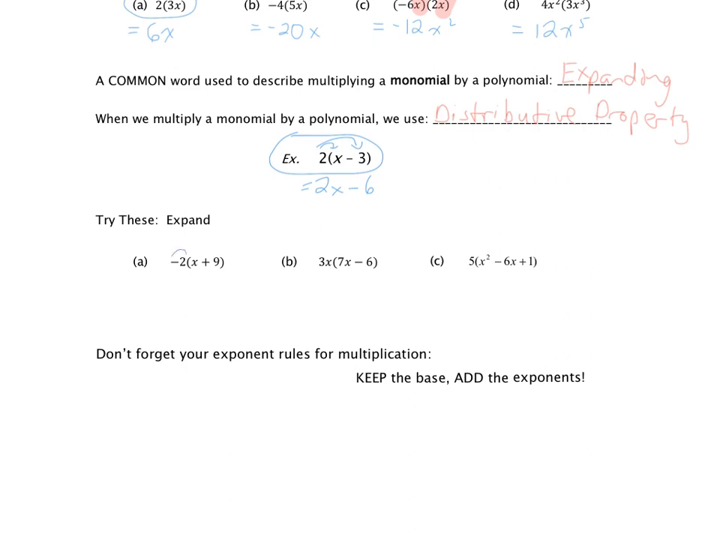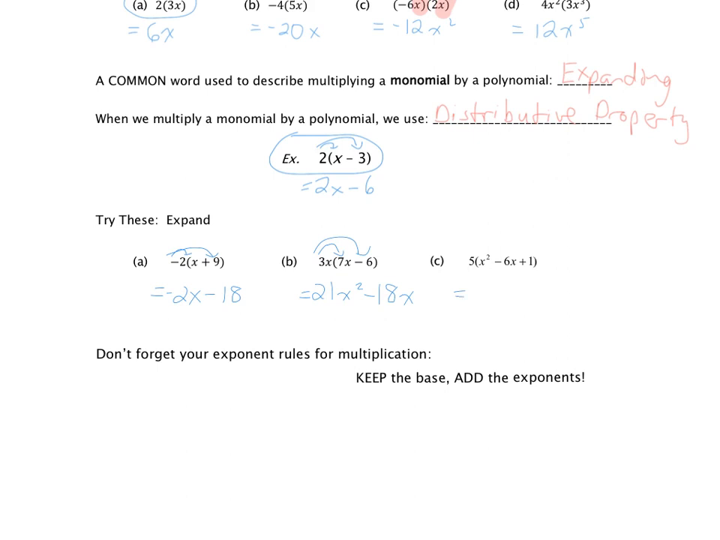We have -2 times x, which gives you -2x, and -2 times 9 gives you -18. Next one, we have 3x times 7x. So 3 times 7 gives me 21, but then I have an x times an x, which gives me x squared because of that exponent law. Now we have 3x times negative 6. So 3 times negative 6 gives me negative 18, and just the 3 has the x, not the 6, so I have negative 18x.